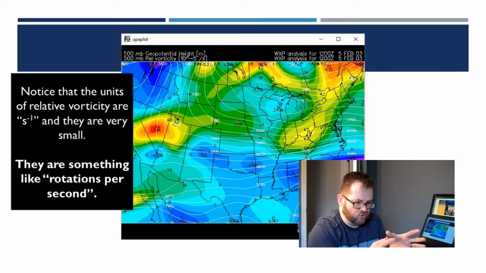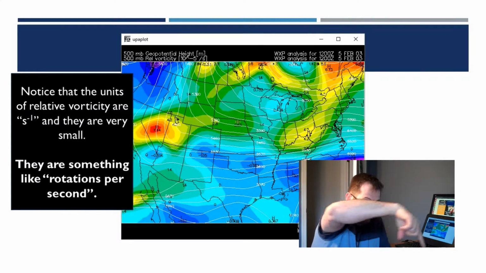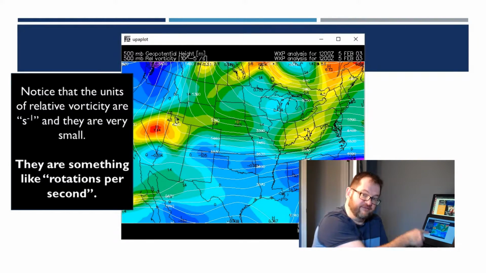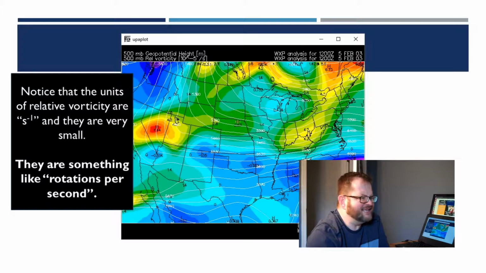I mean, even a tornado, the winds don't go all the way around there in 1 second, okay? It's going to be a small number. In fact, it's a very small number. It's 10 to the negative 5th per second. Now, it's not exactly rotations per second. That's not quite the right interpretation. It's actually radians per second and so on. But that's a good way to kind of visualize what it is.